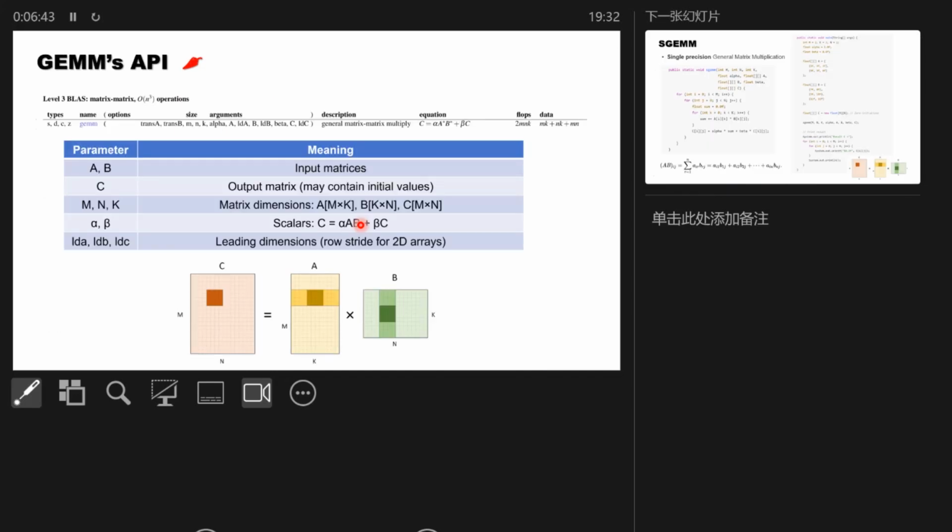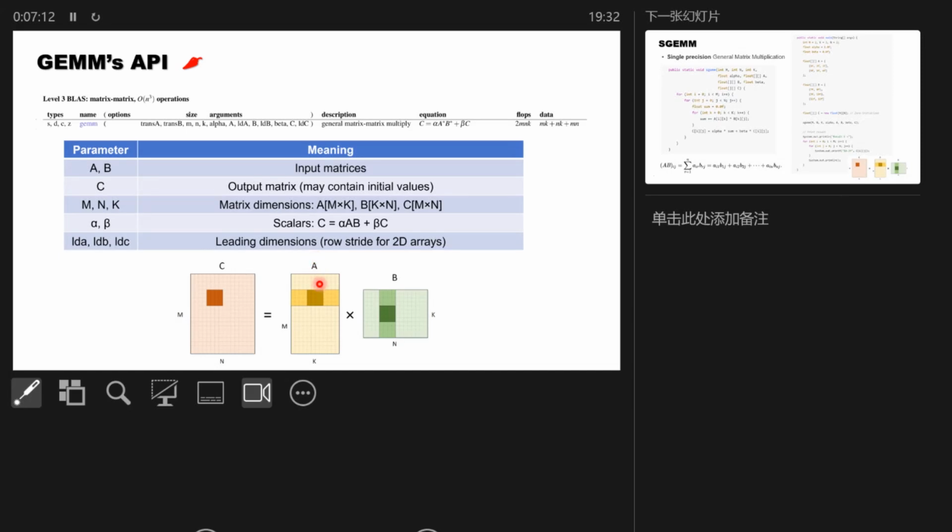Now, GEMM is only an API, and it has many implementations from NVIDIA, Intel, or AMD. But its API looks like this. First, you need to input A and B, the input matrices. And also, you need to input a C, that is the output matrix. Then you need to specify the matrix dimensions using M, N, and K. And the relationship between M, N, K and A, B, C is shown as follows.